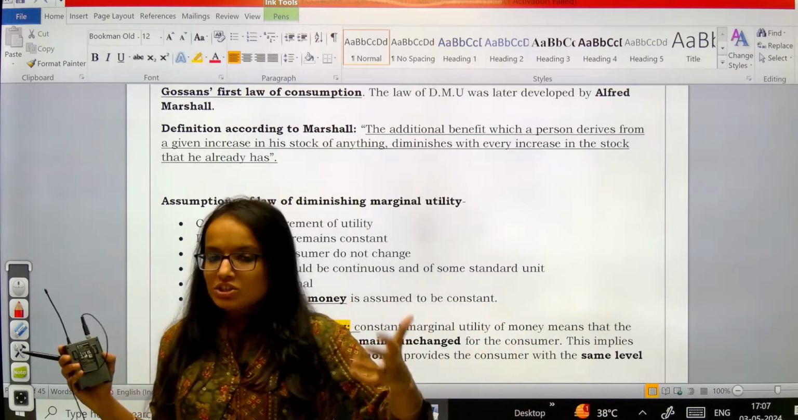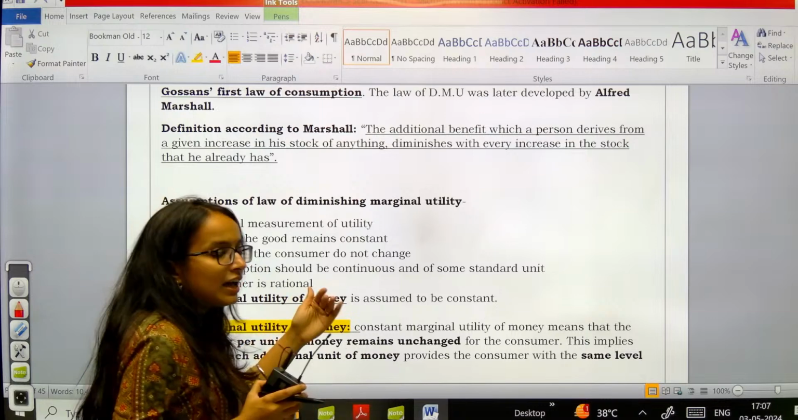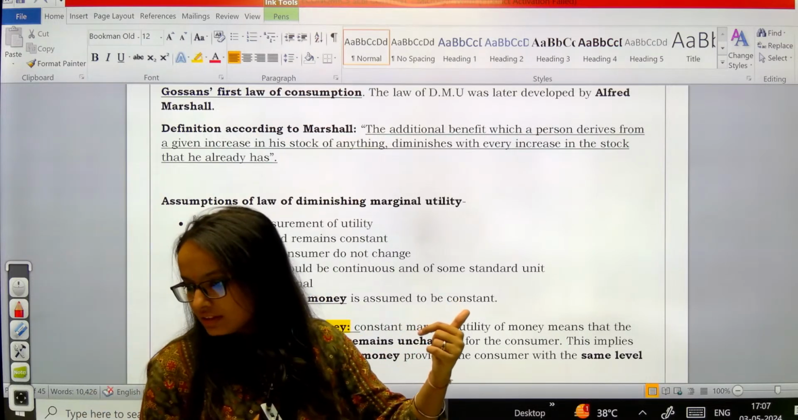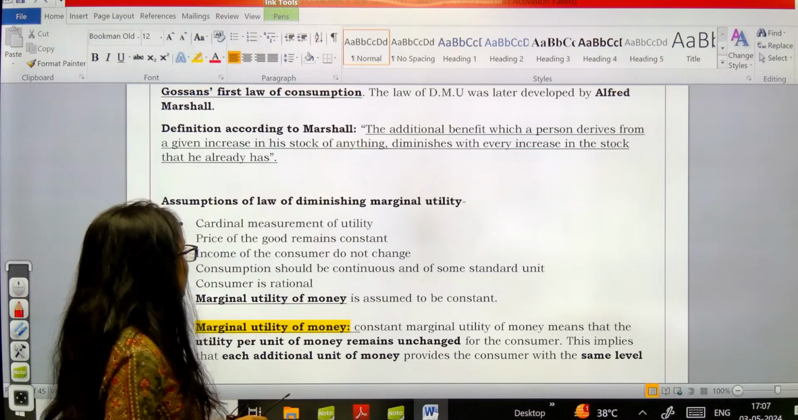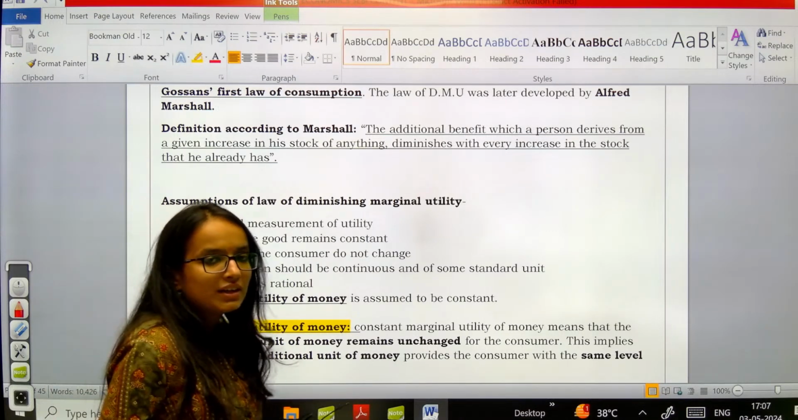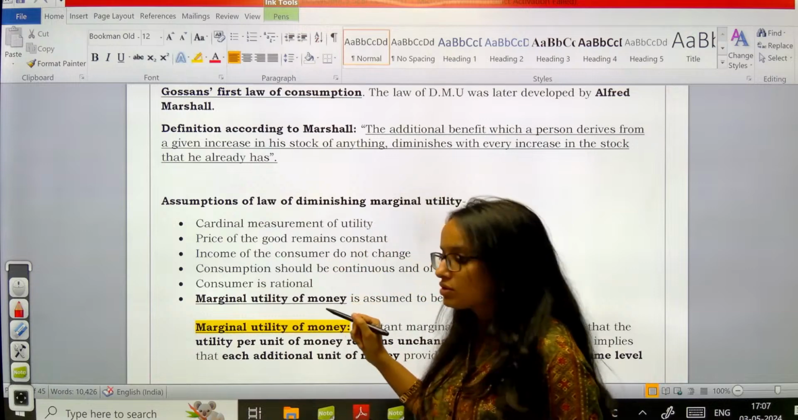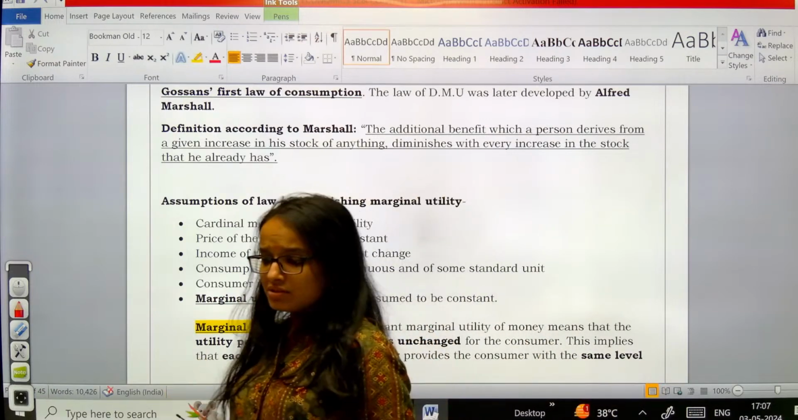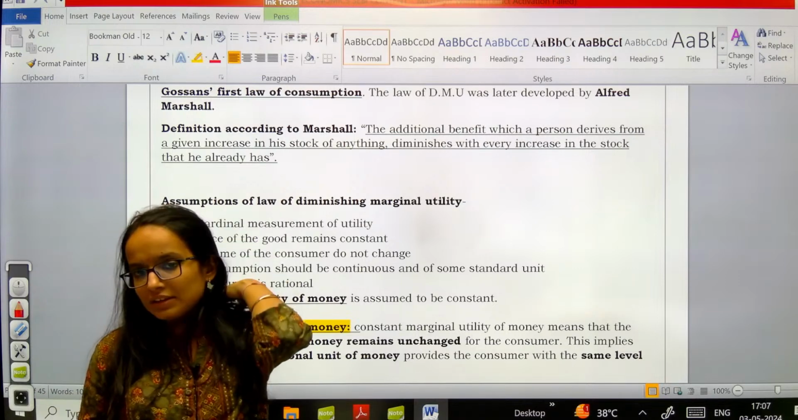So in the law of diminishing marginal utility as well, we have certain assumptions. I'll be dealing with these assumptions in tomorrow's class. So we'll end this class here only, and tomorrow I'll take up part 2 of this class in which we'll complete this topic. Okay. So any doubts, any questions, anyone? I hope it is clear, right?